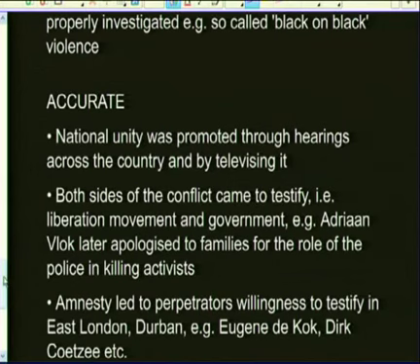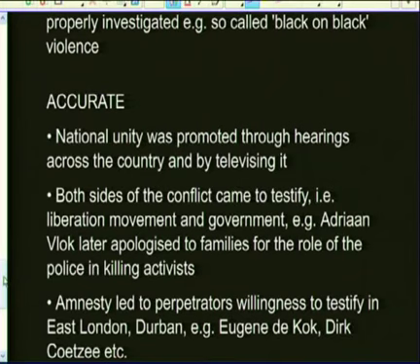And then if you're arguing that it was accurate, then you will say that yes, the TRC did get a fair amount of truth because national unity was promoted through the hearings across the country. So they did not choose which areas they go to. They went all over the country, and it was also televised, which means there was public involvement in the entire process. And then both sides of the conflict came to testify. So you had people from the liberation movement and people from the government, and then you can give examples.